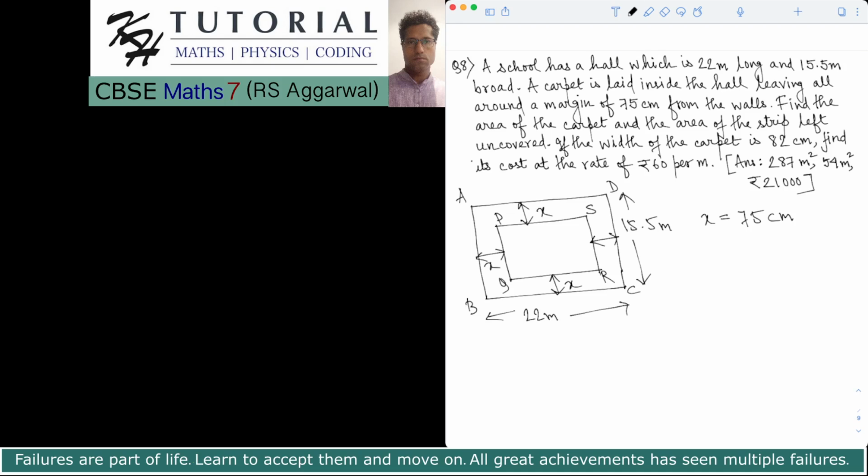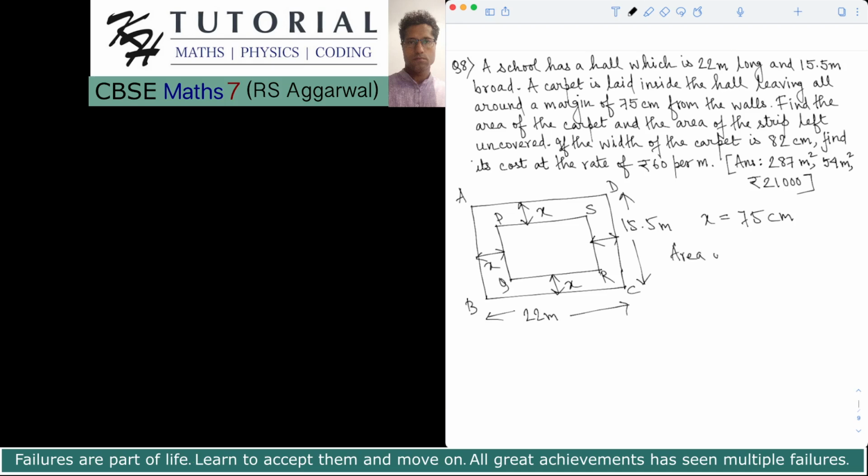X is 75 centimeters. So you can consider the margin as the path which is running along the room or the hall, inside the hall. Okay, so find the area of the carpet. So what is the area of the carpet? The area of the carpet is the area of the rectangle PQRS.